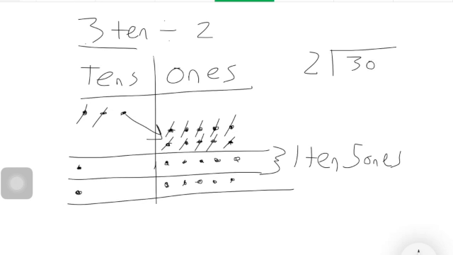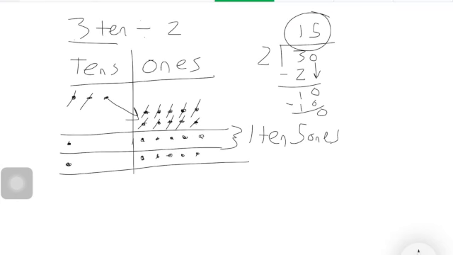So let's check out the standard algorithm. 2 goes into 3 one time. 2 times 1 is 2. 3 minus 2 is 1. Drop the 0. 2 goes into 10. There are 5 2s in 10. 5 times 2 is 10. That's 0. Our quotient is 15. And as always, check your work for division. 15 times 2. 2 times 5 is 10. 2 times 1 is 2, plus 1 is 3. Bam.